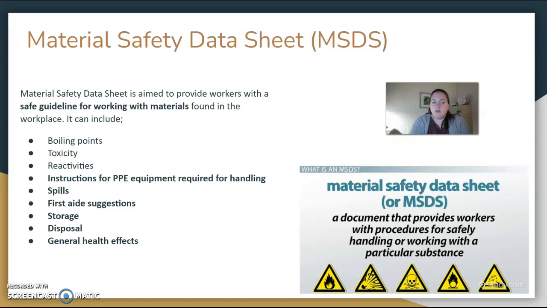It's something that provides workers with a safe guideline for working with certain materials. It has procedures for how to handle or work with a particular substance that can be found in the workplace. So it can include specifics about the material, so boiling points, toxicity, reactiveness of it, what PPE you should wear for handling or using it, how to handle a spill of that material, first aid suggestions, what it could possibly cause that would need first aid, the storage of it, disposal of it, and general health effects.